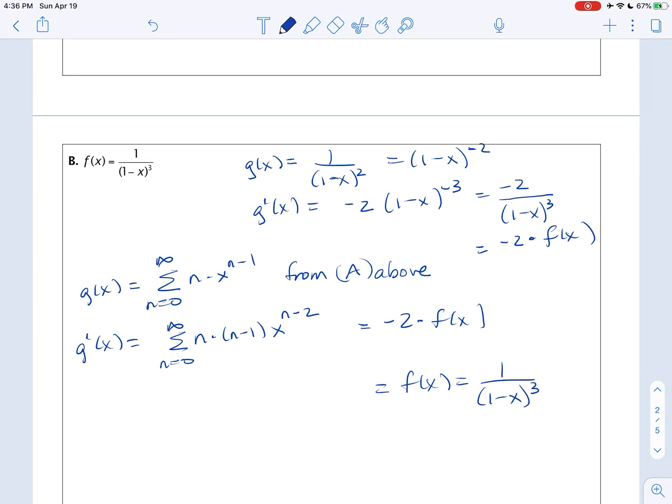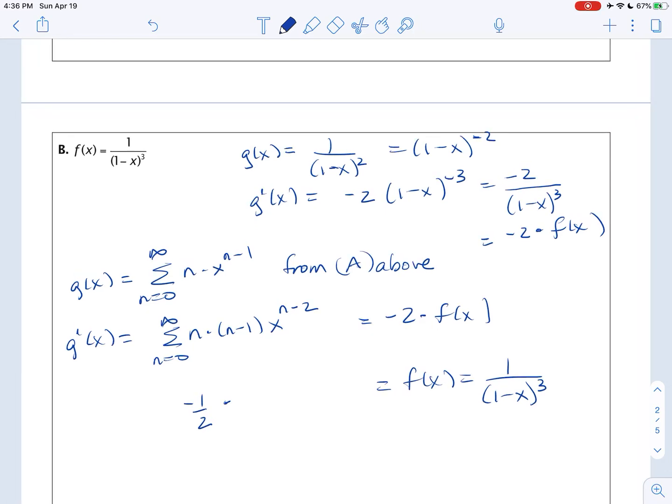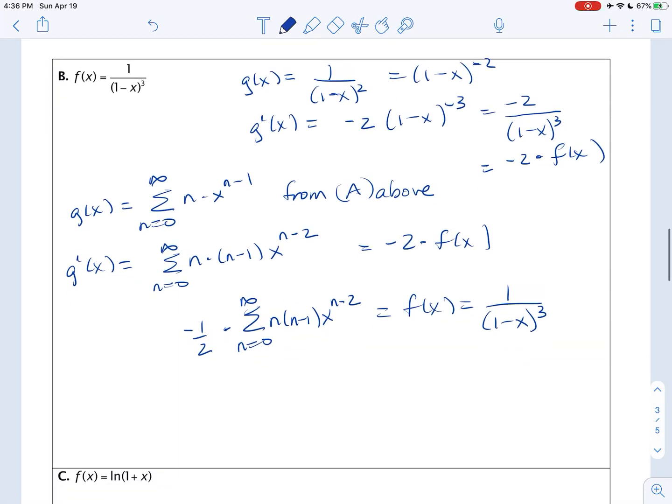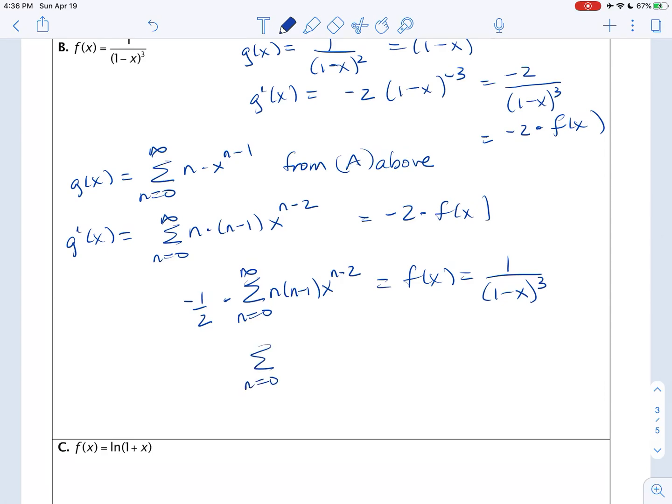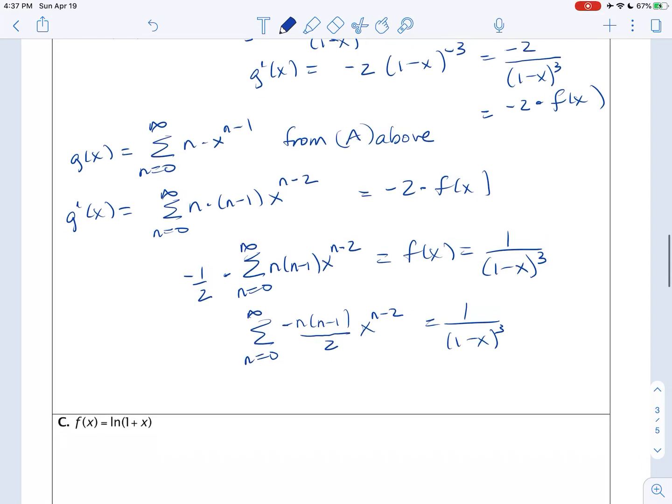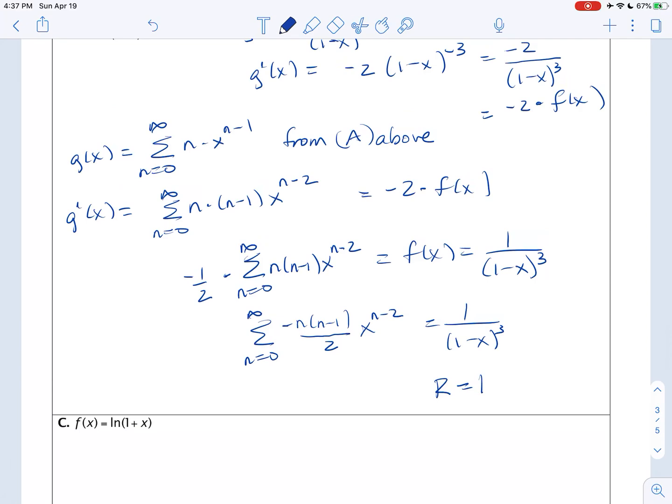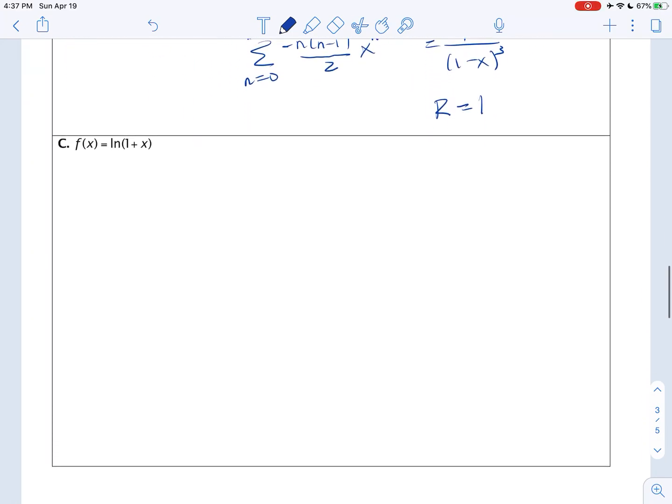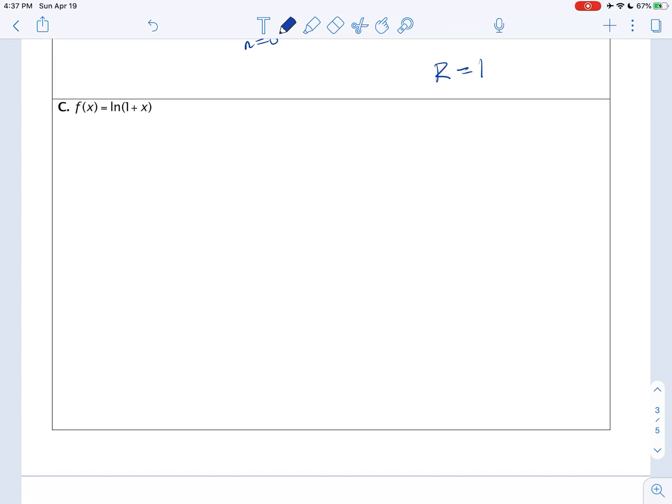So we want our f of x, which is equal to 1 over 1 minus x cubed, is going to equal negative 1/2 times g prime of x, and that has the infinite sum of n times n minus 1 times x to the n minus 2, and I can put that negative coefficient inside my summation, and I would get the sum from n equals 0 to infinity of minus n times n minus 1 over 2 times x to the n minus 2, and that's going to give my power series representation for 1 over 1 minus x cubed. And because I started with r equal to 1, I still end up with my radius of convergence equal to 1. Good. Part C here, I have ln of 1 plus x.